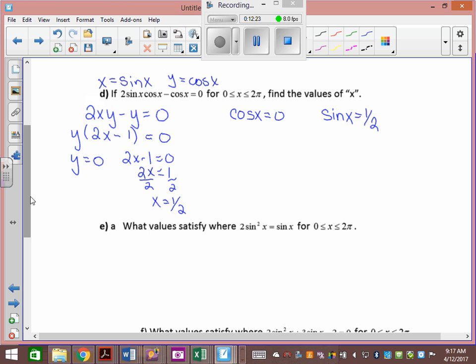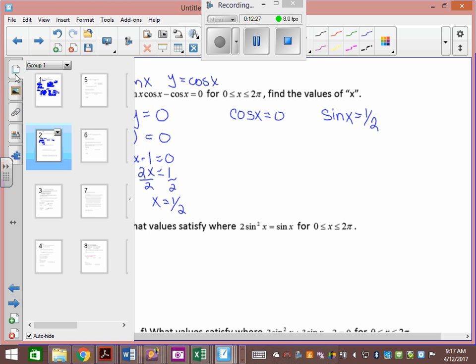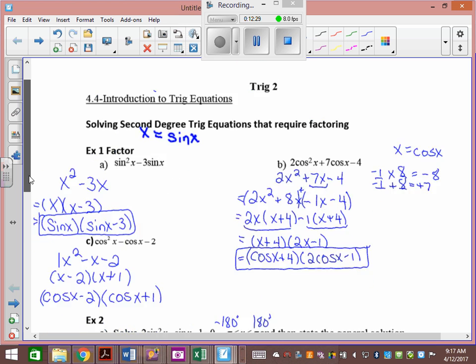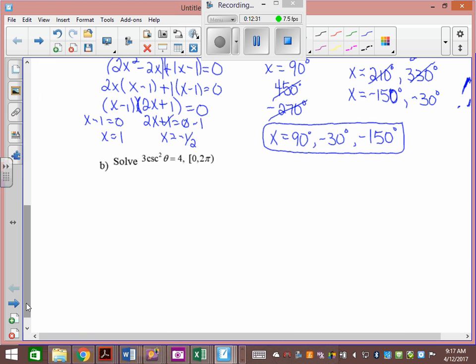Oh, what did I forget to do on the previous one? The general solution I didn't worry too much about, but what did I forget to do? Yeah. This is pi over 2. This is negative pi over 6. This is negative 5 pi over 6. This is actually the solution. If I gave this, I would be wrong. Sorry, guys.